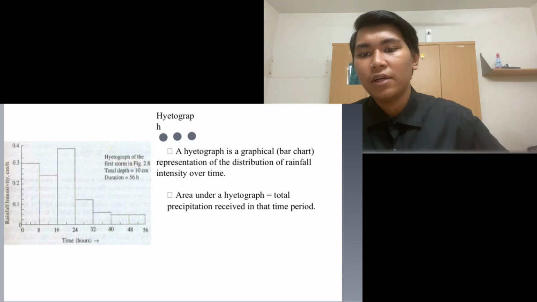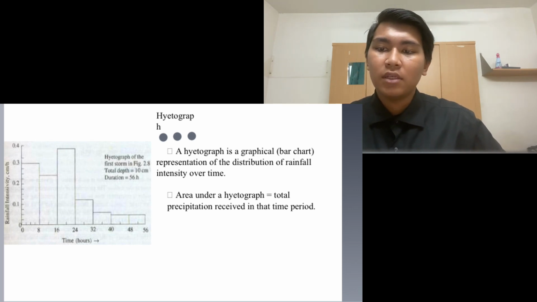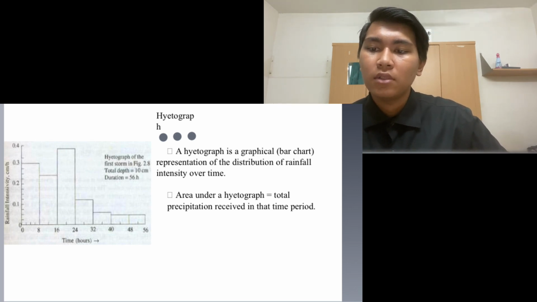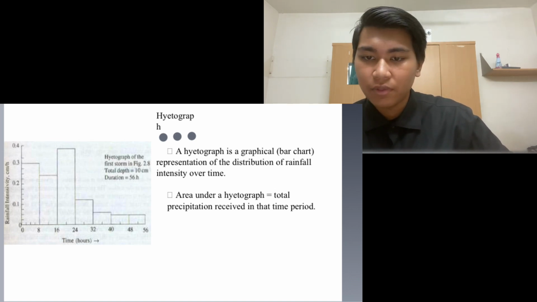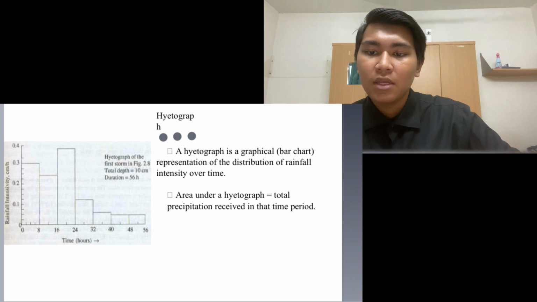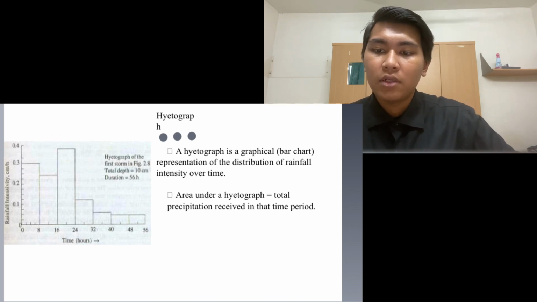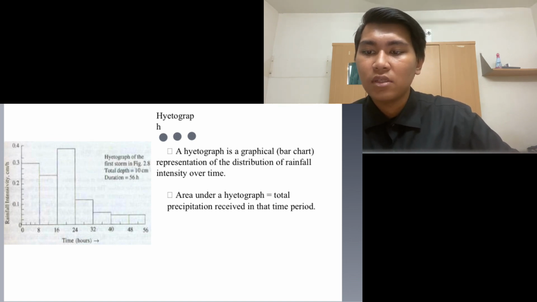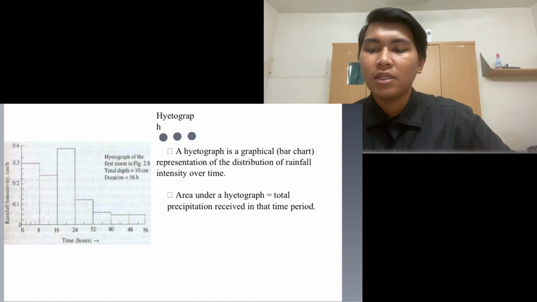So for the hydrograph, a hydrograph is a graphical or bar chart representation of the distribution of the rainfall intensity over time, and the area under a hydrograph is equivalent to the total precipitation received in that time period.